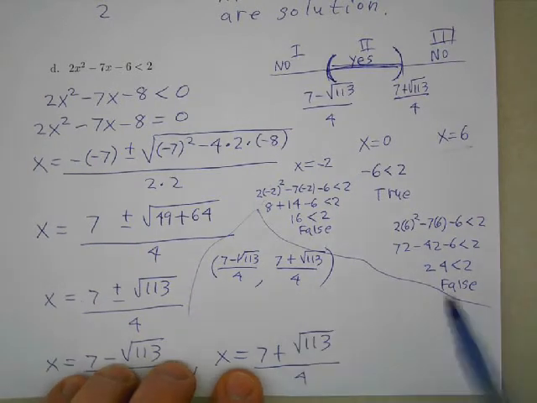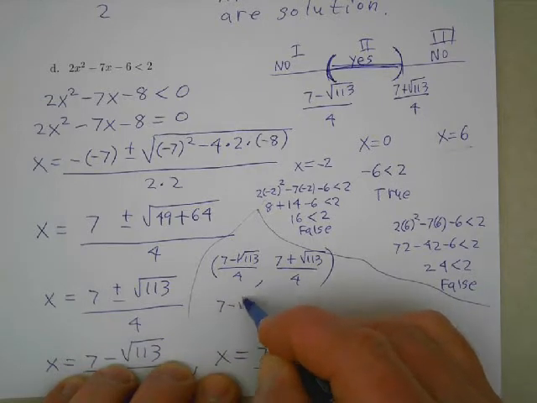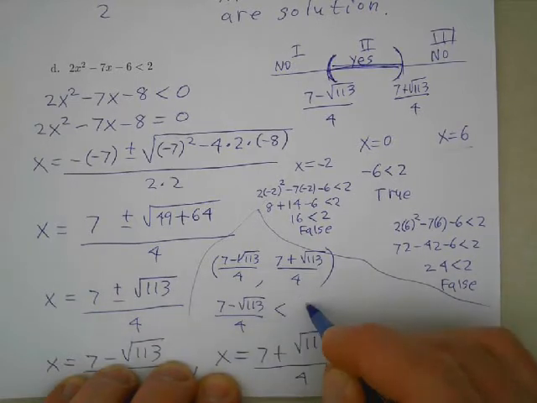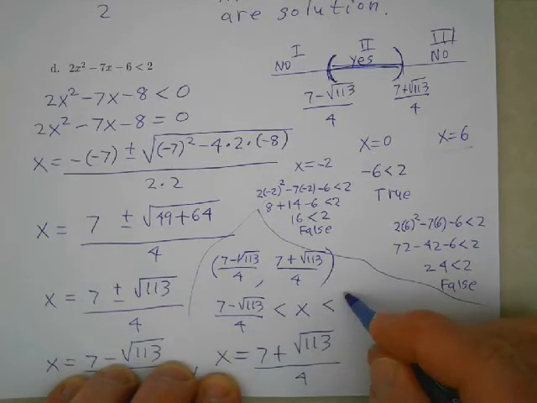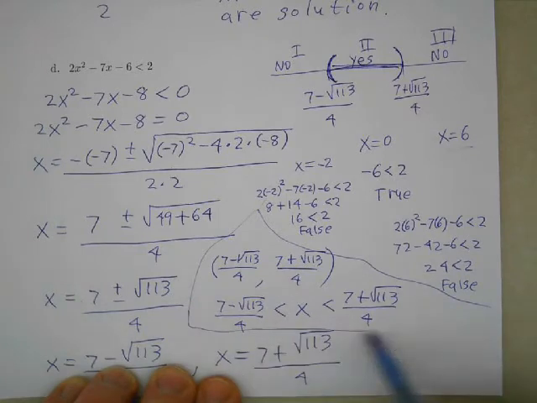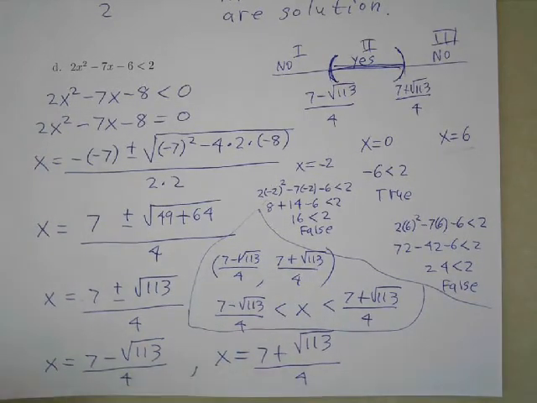And then the algebraic notation, we write the number on the left, 7 minus the square root of 113 over 4 is less than x, which is less than 7 plus the square root of 113 over 4. Okay, let's move on to another example.